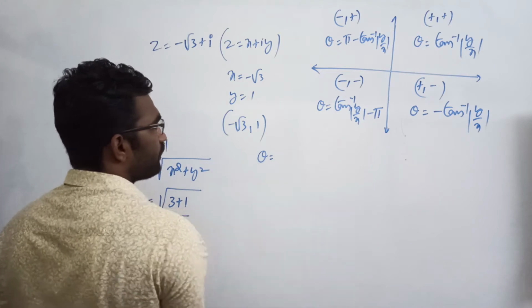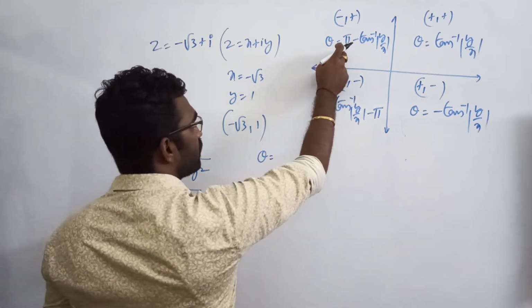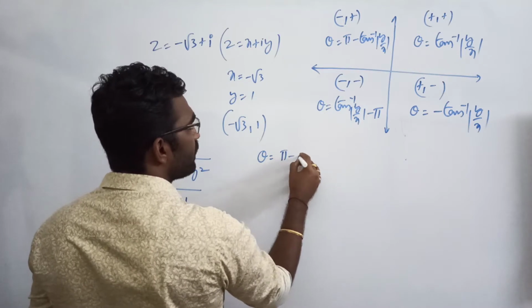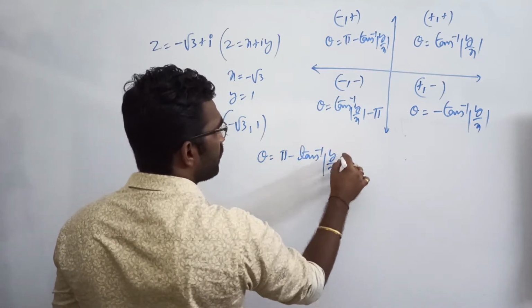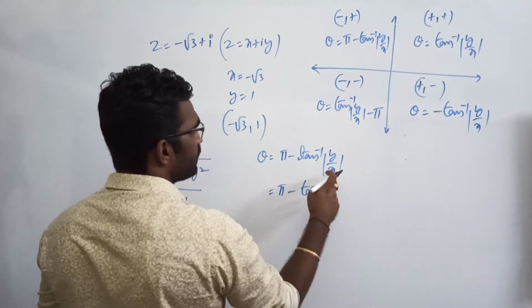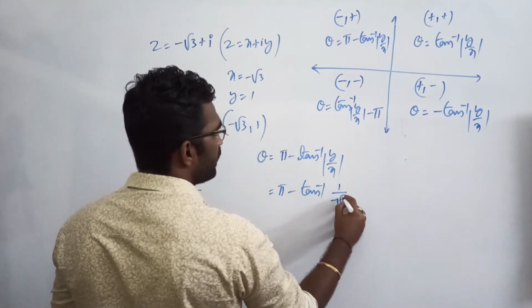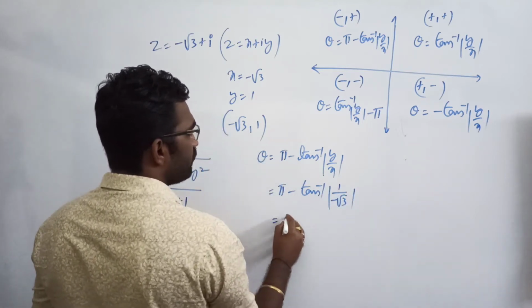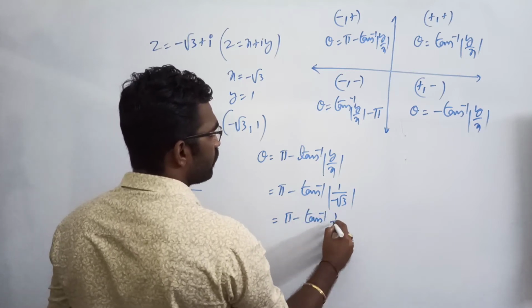Now we are interested in finding theta here. Minus comma plus lies in the second quadrant. For the second quadrant, the formula is pi minus tan inverse of mod of y divided by x. Therefore pi minus tan inverse of y divided by x, that is 1 divided by minus root 3. If it is under mod, everything becomes positive. Therefore tan inverse of 1 divided by root 3.